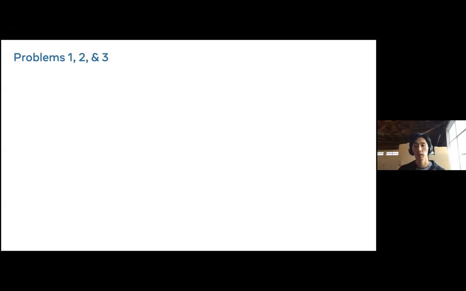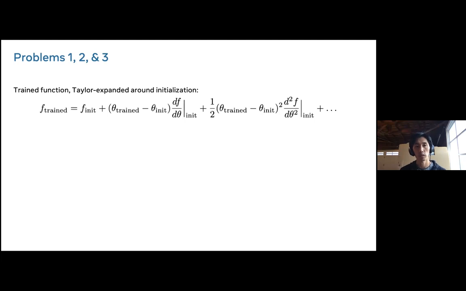function after training. But when you try to do so, there are 3 problems that we encounter in general, which we can solve, but let me illustrate what they are. To illustrate them schematically, let me expand the trained function, f trained, around the initialization function. This is just freshman calculus. So you have f init, then the first derivative of the function at initialization times the difference between trained model parameter and initial model parameter. You have the second order derivative, and so on and so forth.